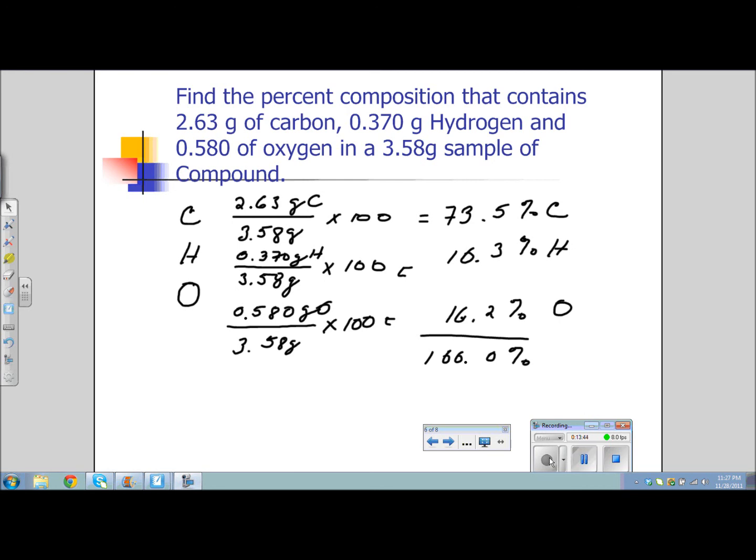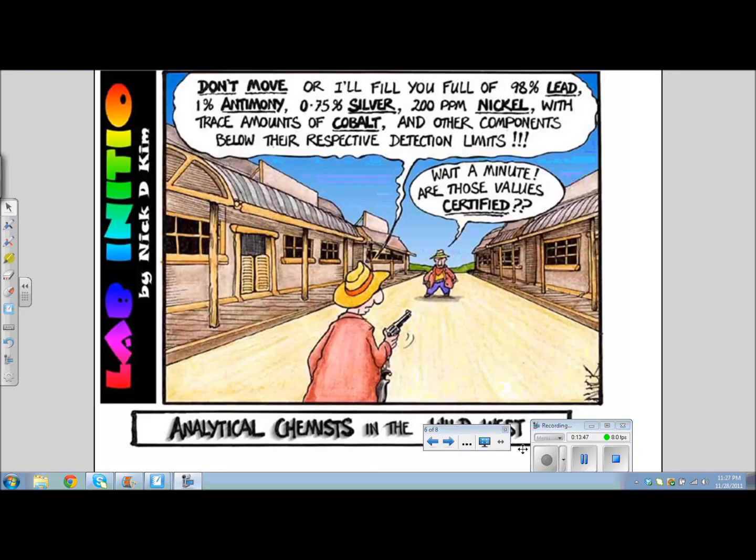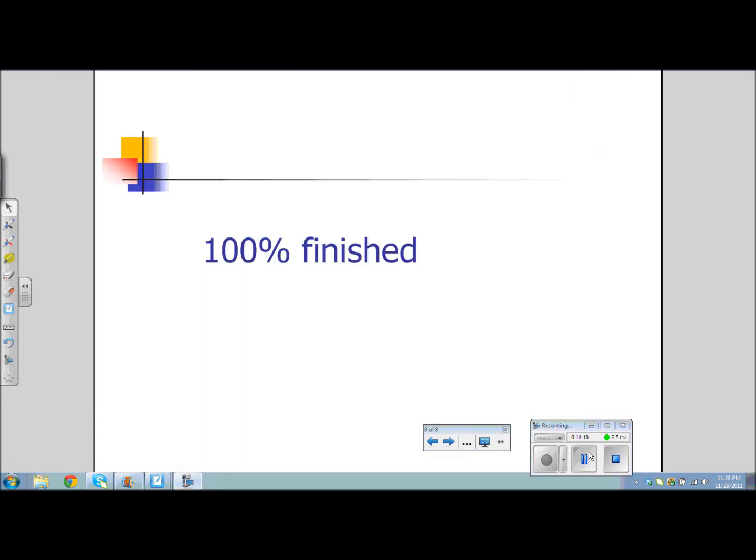That's it. Take a look at this. We are 100% finished. Percent composition.